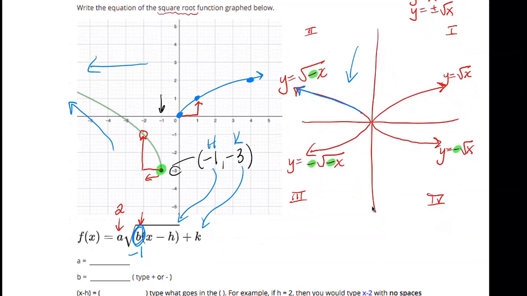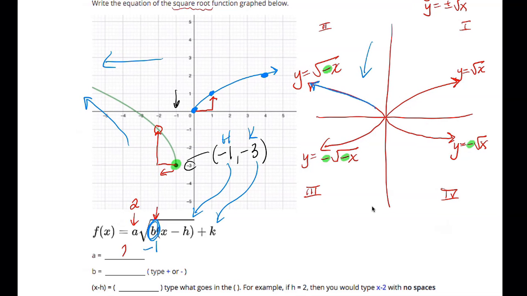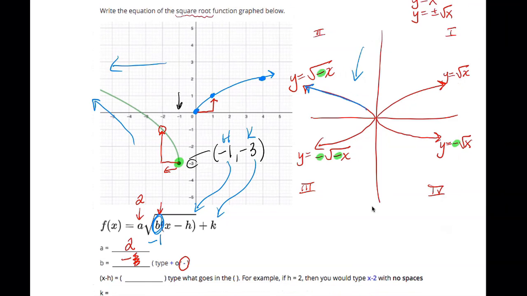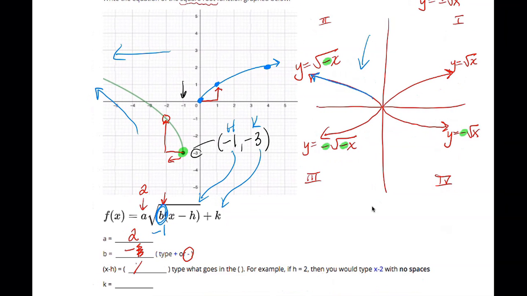So I think we might have everything that we need. The a value is 2. The b value is -1. Oh, well, it says just to type that, so don't put the 1 there. And then the x minus h is x plus 1. And then the k value is -3. So that looks like our answer.